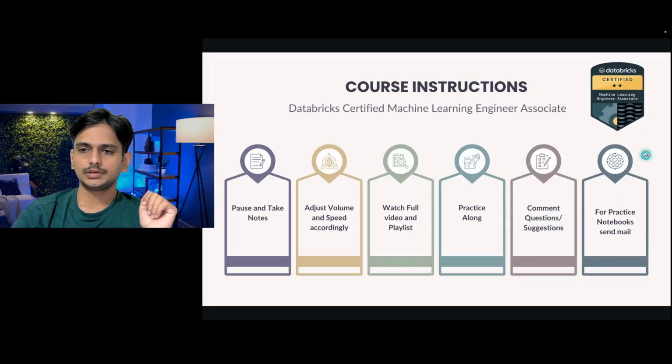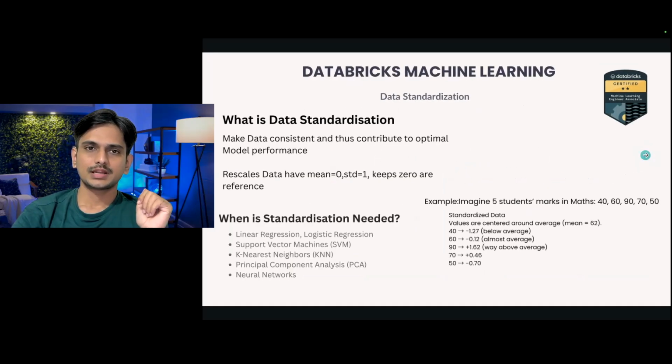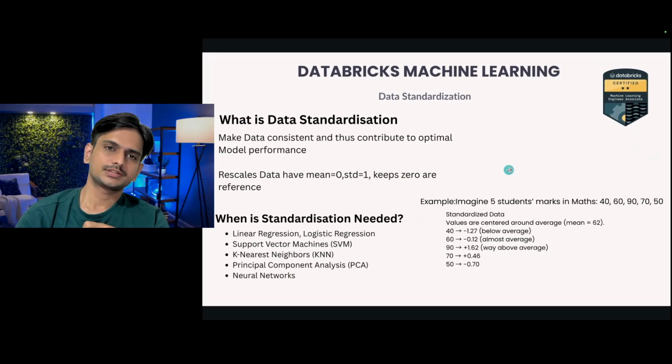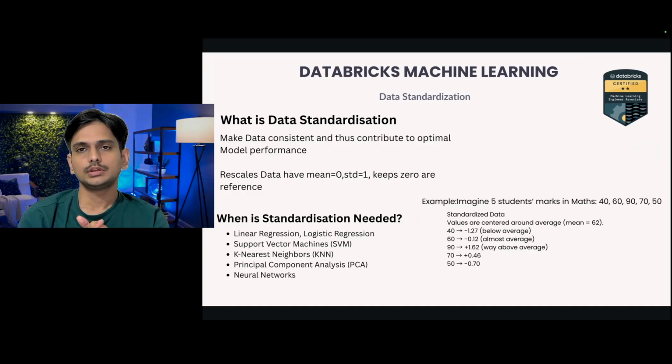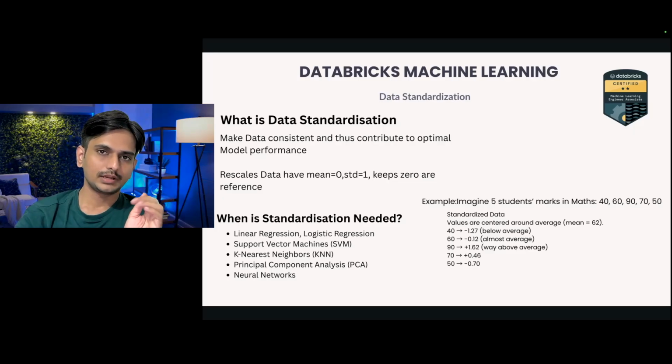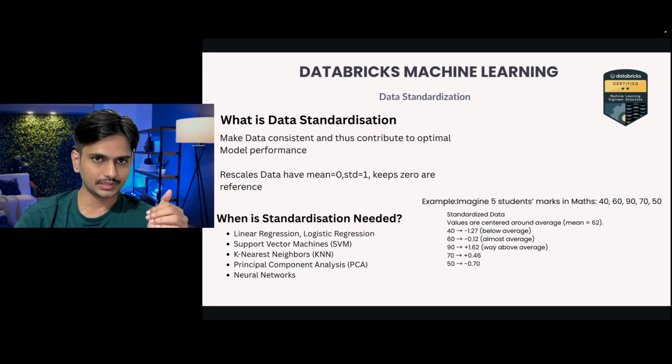So with that, we will jump to understand what exactly data standardization means. Data standardization is a process of transforming features so that they have a mean equal to 0 and a standard deviation equal to 1. So that is the concept. Basically, we are rescaling the data here. Whatever features we have, this makes them comparable and ensures that the scale of the data does not dominate the training.